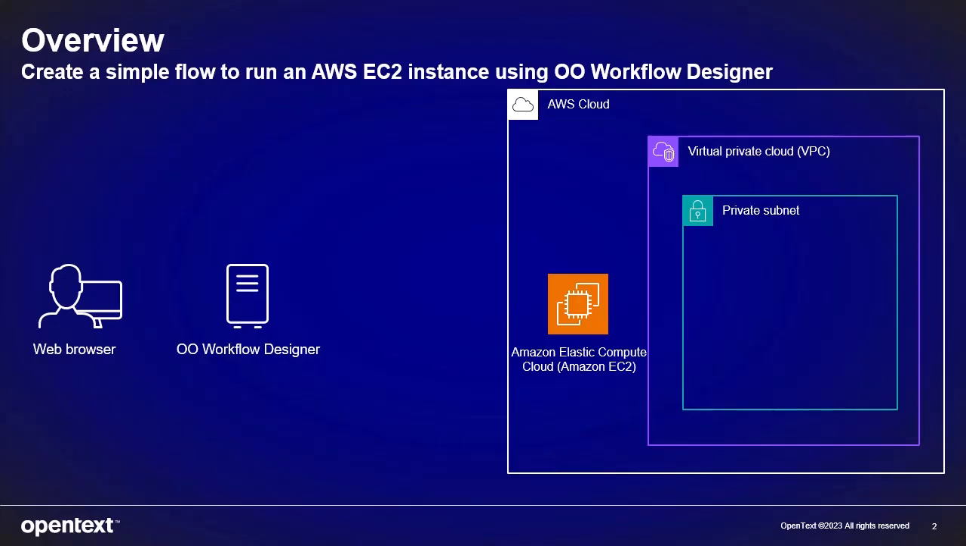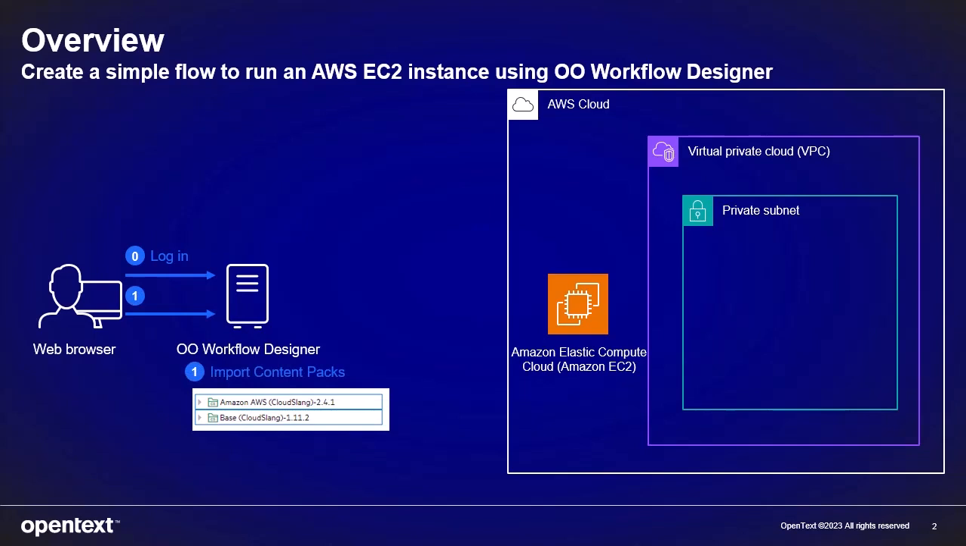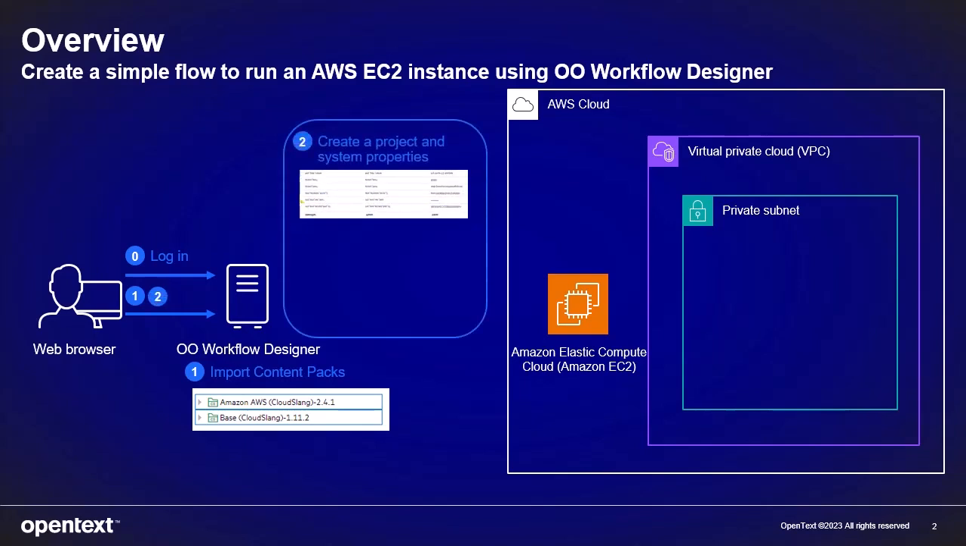Here's an overview of the steps to create a flow presented in this video. First, after logging into Workflow Designer with a web browser, import the required content packs into Designer. Next, create a project and then system properties in it to store AWS-related information. These system properties will be used in a flow I will create later.